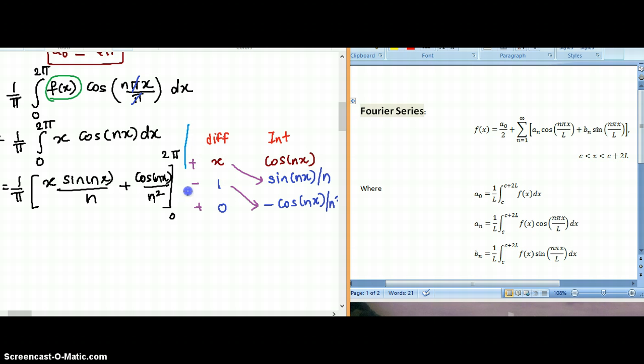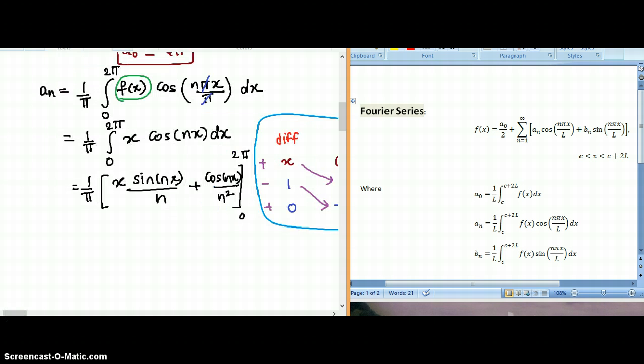Okay, this is the calculation we did separately for this one. Now we need to substitute the limits and get the value. So this will be equal to 1 over pi, x, first we replace by 2 pi, 2 pi sine of 2n pi over n plus cos of 2n pi over n square. This is when we replace x by 2 pi.